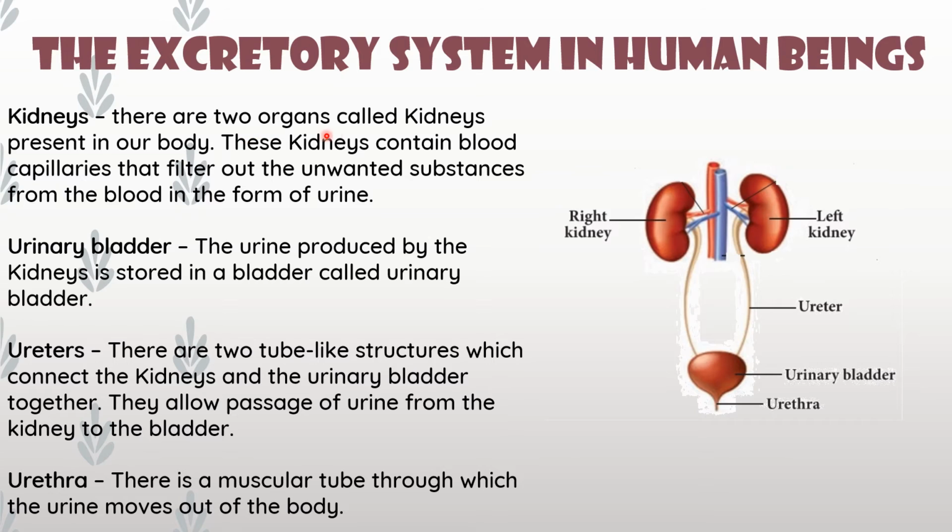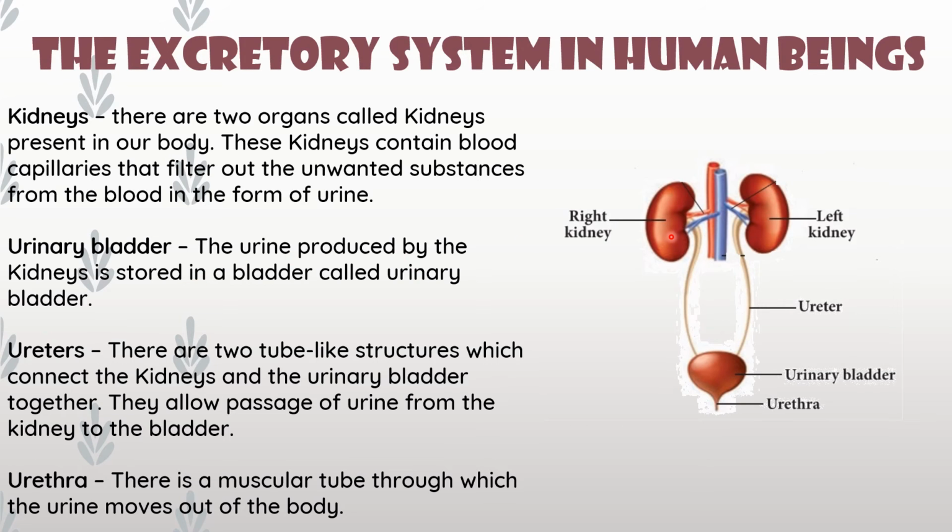Kidneys. There are two organs called kidneys present in our body. These kidneys contain blood capillaries that filter out the unwanted substances from the blood in the form of urine. So our body contains two kidneys. In this picture you can see the right kidney and the left kidney. Inside the kidney there are many small vessels, and those vessels are called blood capillaries. They filter out the unwanted substances from the blood. So blood contains some unwanted substances, and those are filtered by the capillaries of the kidneys from the blood in the form of urine, and this waste material is called urine.